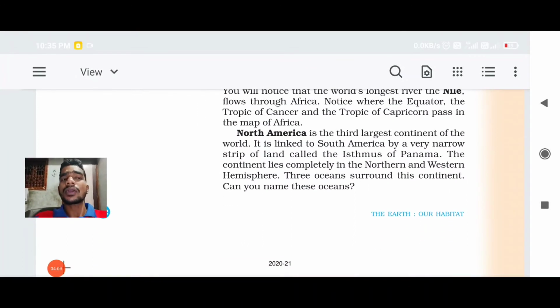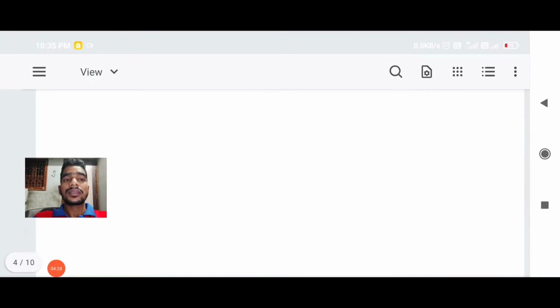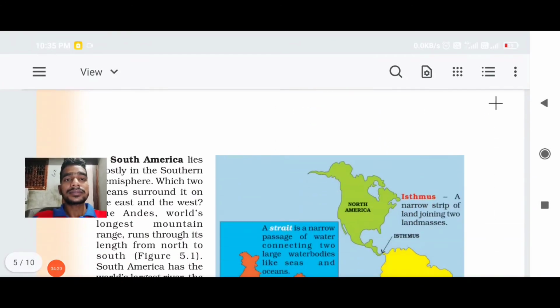Now next is North America. It is the 3rd largest continent of the world. It is linked to South America by a very narrow strip of land called the Isthmus of Panama. I will show you the Isthmus of Panama later in this video. The continent lies completely in the northern and western hemisphere. The next is South America.